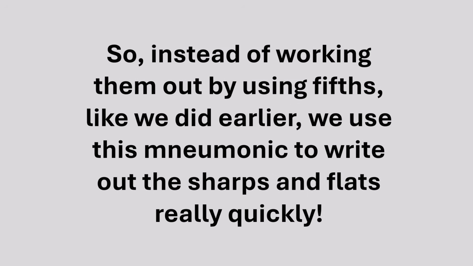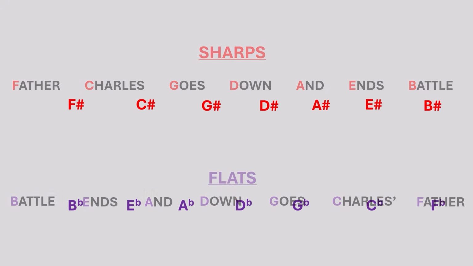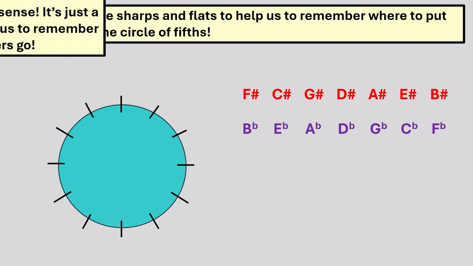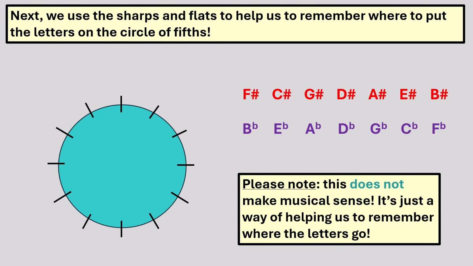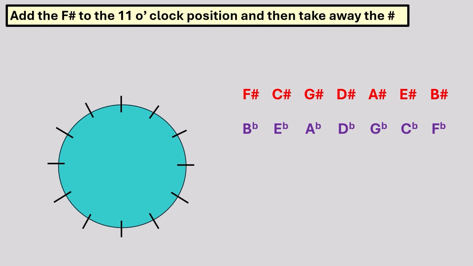So instead of working them out by using fifths like we did earlier, we use this mnemonic to write out the sharps and flats really quickly. Next, we use the sharps and flats to help us to remember where to put the letters on the circle of fifths. Please note this does not make musical sense, it's just a way of helping us to remember where the letters go. Add the F sharp to the 11 o'clock position and then take away the sharp.